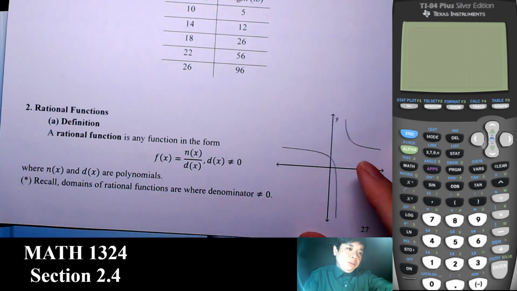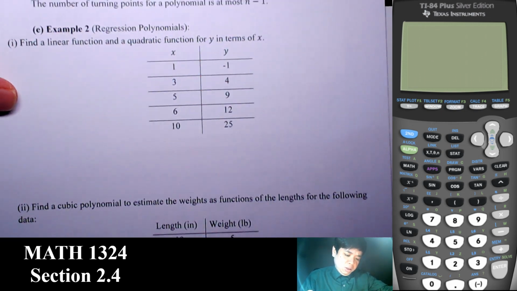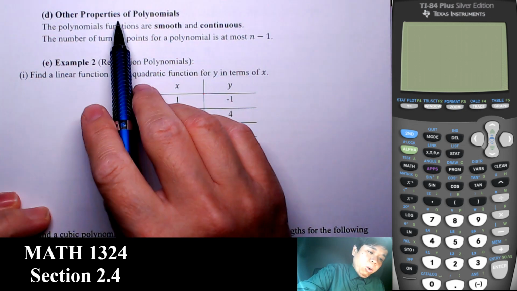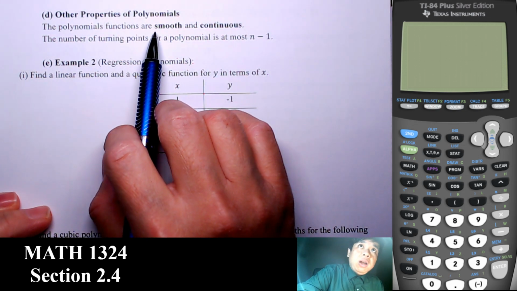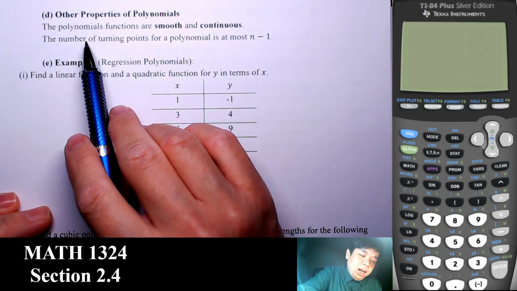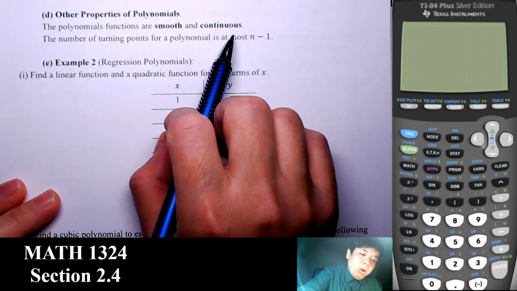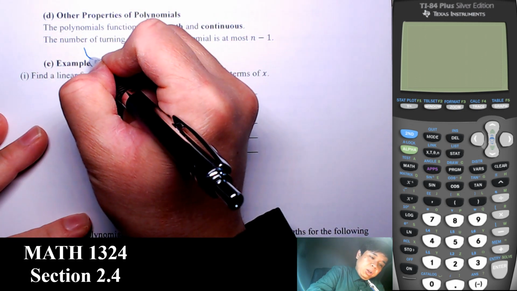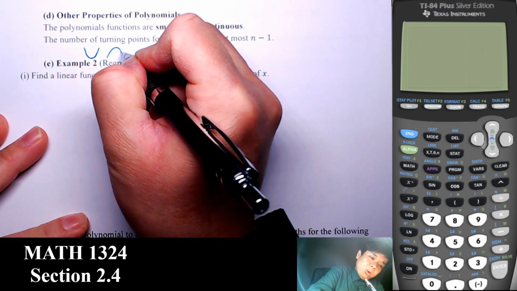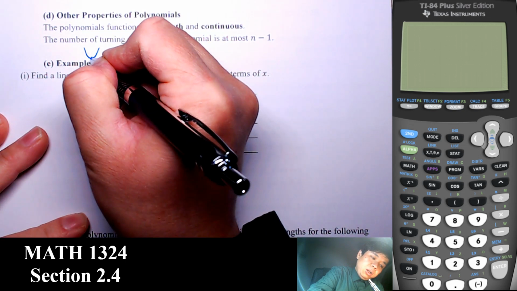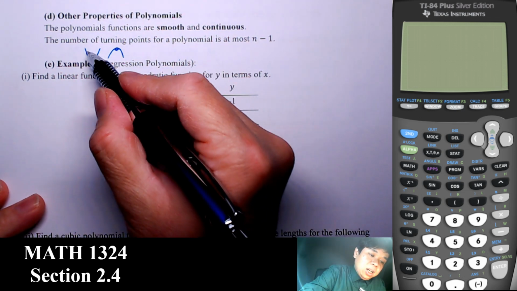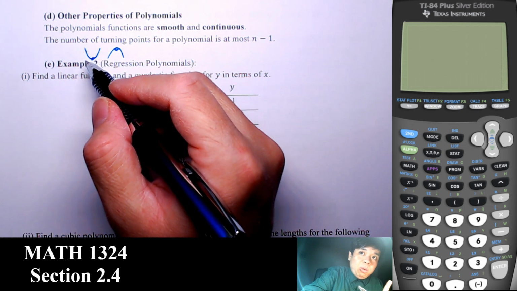Right, the other property of polynomial functions is that the graphs of polynomials are smooth and continuous, and the number of turning points for a polynomial is at most n minus 1. Right, now think about this. Parabola, we have this, so there's only one turning point. A turning point is where it is changing from going down to going up, or from going up to going down. So second degree, one turning point.